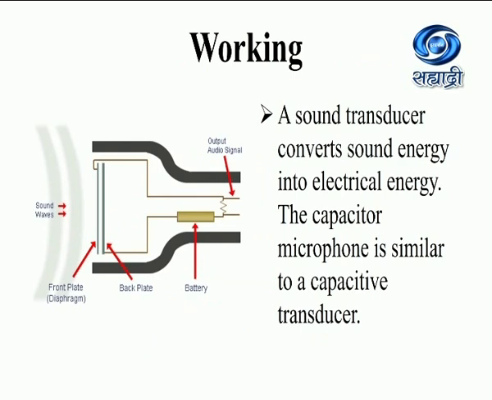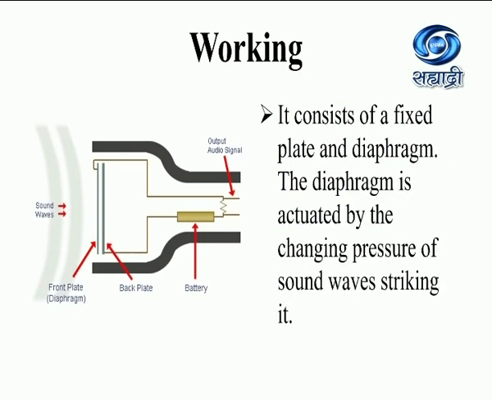So basically it is a sound transducer where sound energy is converted into electric energy with the help of this transducer. So a sound transducer converts sound energy into electric energy, and it is similar to a capacitive transducer. It consists of a fixed plate and a diaphragm, and the diaphragm is basically a movable plate. The diaphragm is actuated by the changing pressure of sound waves striking it. So basically sound waves strike the diaphragm.